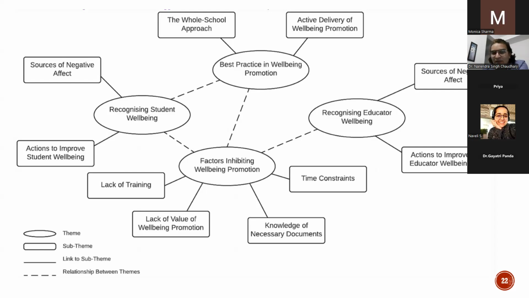So what you are doing, the data which you have initially collected, this is basically about educator well-being. Whatever sub-themes you are seeing, these are the open codes you can say in this particular example. For example, lack of training, lack of value of well-being promotion, knowledge of necessary documents, time constraint, actions to improve, social negative effect, active delivery. So you can say the outer boundary, these are the subcategories. Will you agree with that?